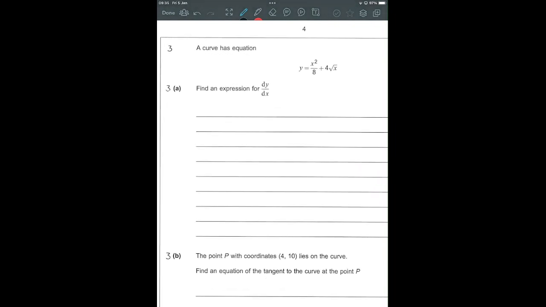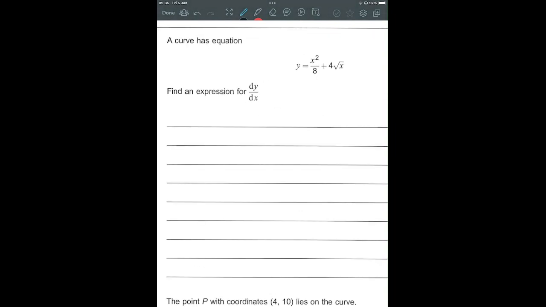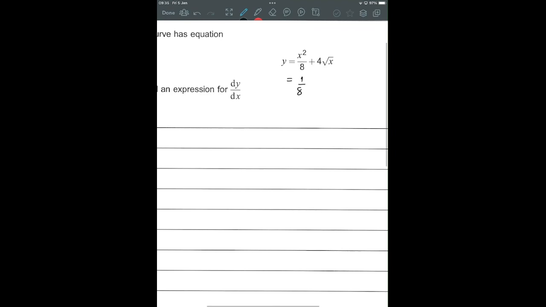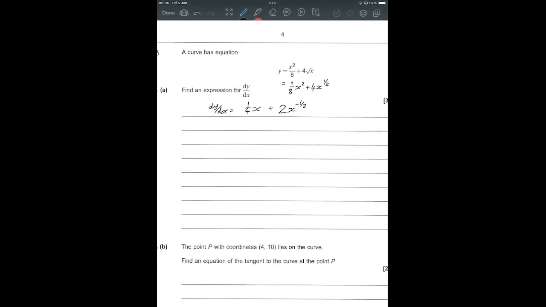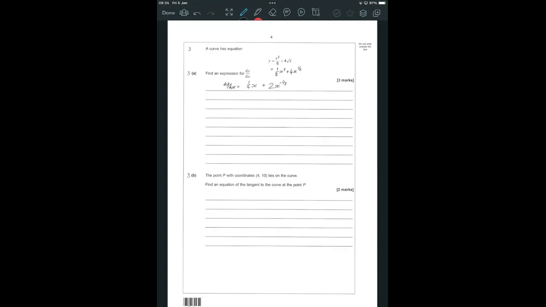The curve has that equation, find dy by dx. First thing I'm going to do is rewrite the original curve, particularly for the x to the power of a half, but I'm also going to write an eighth rather than over 8. So therefore my dy by dx, bring down the power, reduce the power by 1, that's now a power of 1, so I'm not going to write it. Bring down the power, the 4 gets halved to a 2, reduce the power by 1. 3 marks for that, quite generous, but it is early in the paper.